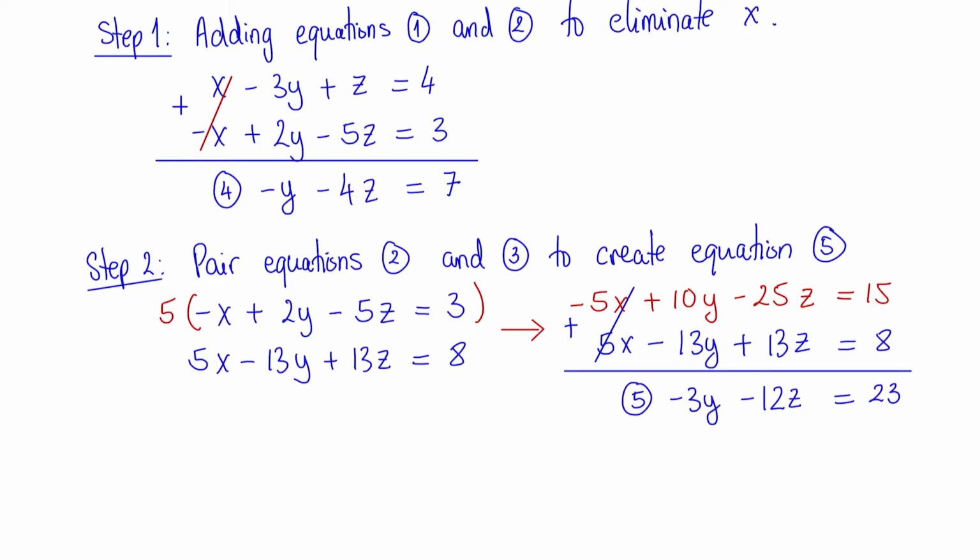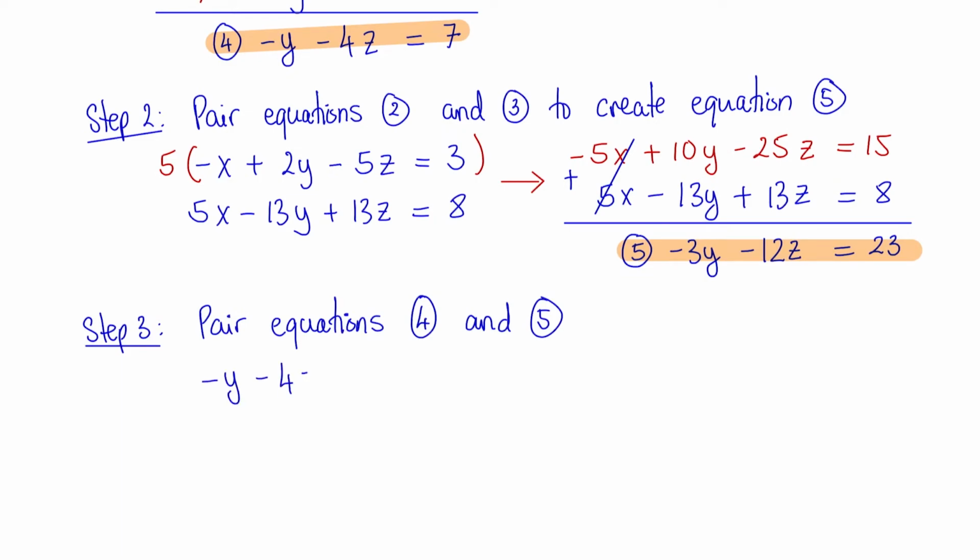So, always make sure equation 4 and equation 5 have the same variables. Equation 4 has y and z. Equation 5 also has y and z. Now I am going to pair these two equations. Now I have a system of two equations and two unknowns, and I am going to solve for y and z. I can use either the substitution method or the addition method.